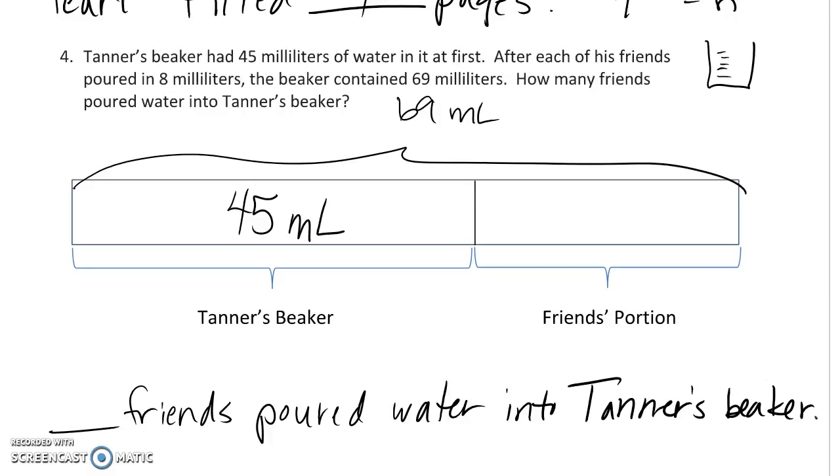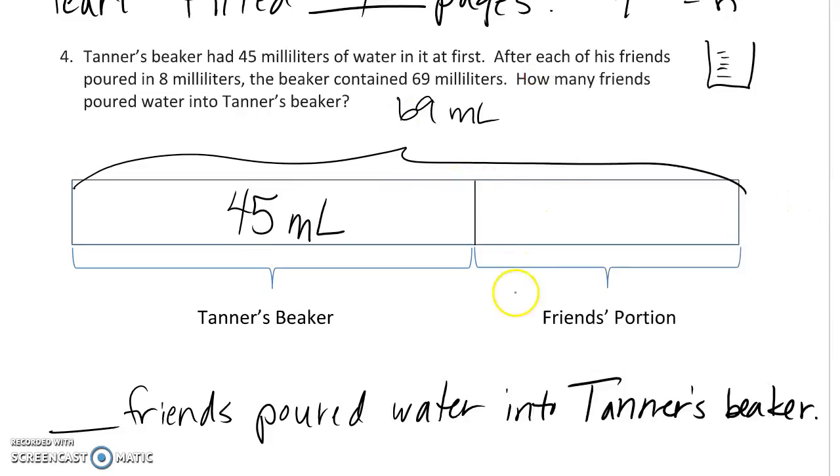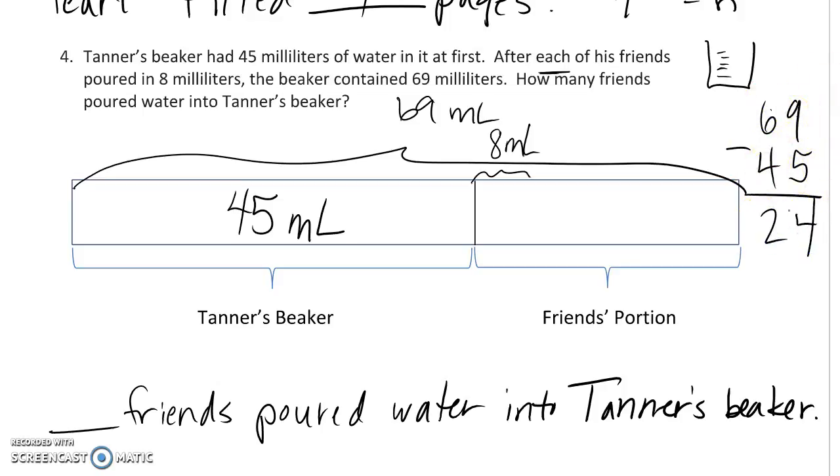Okay. So if we subtract 45 from 69, we can get the total of the friends portion. I need to know how much total they had, because then it says they each poured in, so after each of his friends poured in 8 milliliters, each section here is going to be 8 milliliters. So let's subtract 69 minus 45. 9 minus 5 is 4. 6 minus 4 is 2. Okay, so the whole friends portion is 24 milliliters.